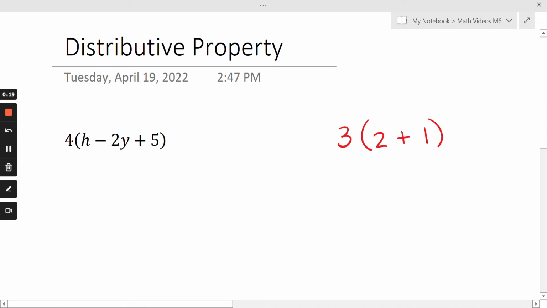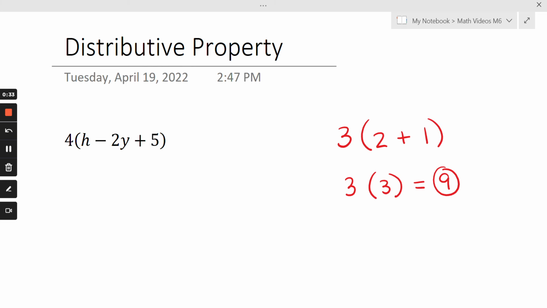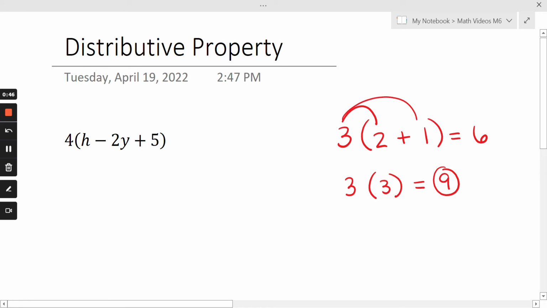Now, according to order of operations, I would start by solving what's in the parentheses. 2 plus 1 is 3, so I would have a 3 times 3 is 9. But using the distributive property, I also could choose to distribute or multiply that 3 inside to all of the components that make up that parentheses. So I could multiply 3 times 2 is 6, 3 times 1 is 3, and 6 plus 3 will also get me 9. So that's where the distributive property comes from.